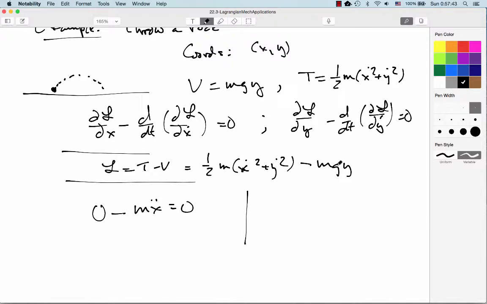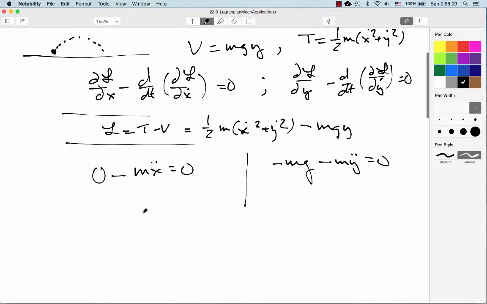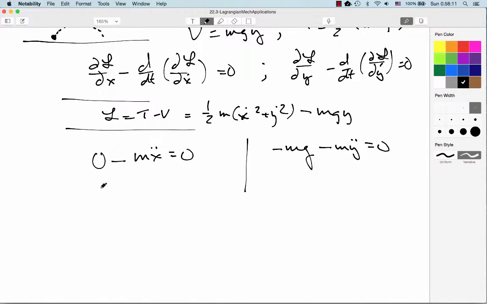All right, in the land of y, I differentiate L with respect to y. I get minus mg. And differentiating the kinetic term, I get a 1/2 m y dot squared. Differentiate that with respect to y dot, I get m y dot. Differentiate that with respect to time, I get minus m y double dot equals 0. All right, so this gives me x double dot is equal to 0.